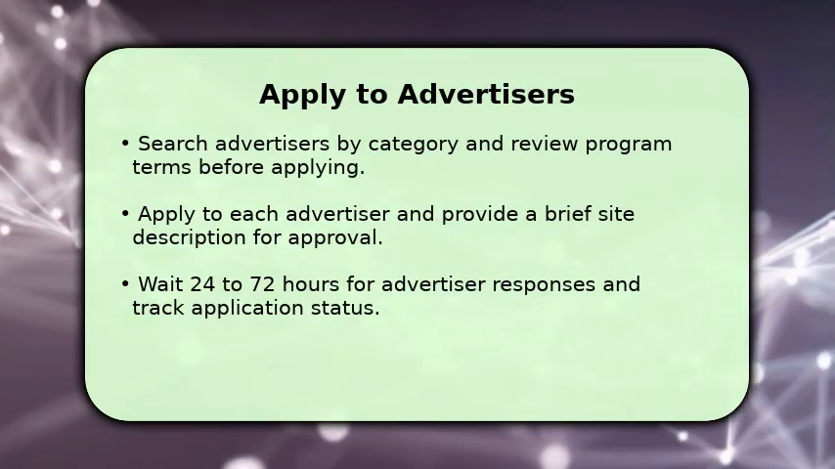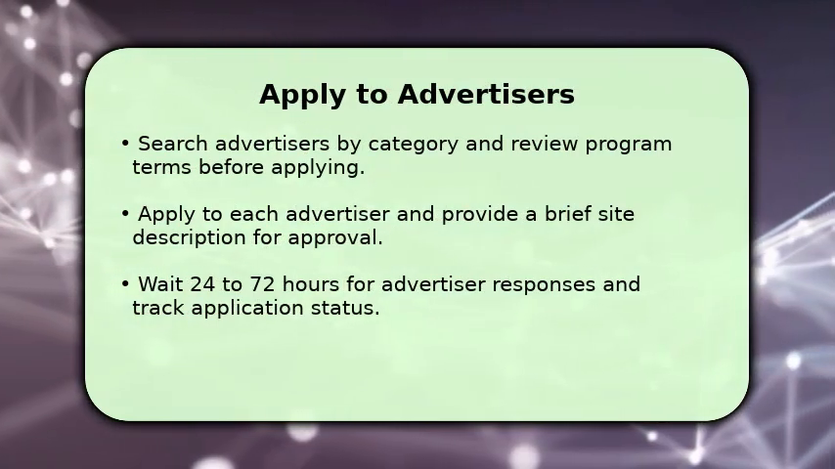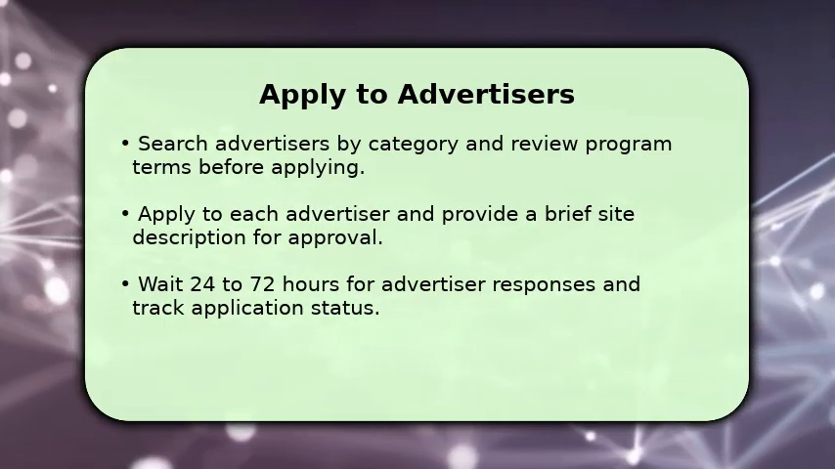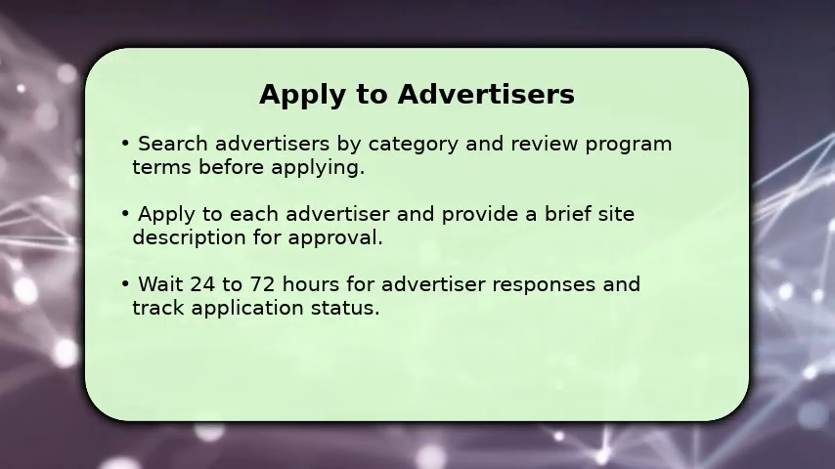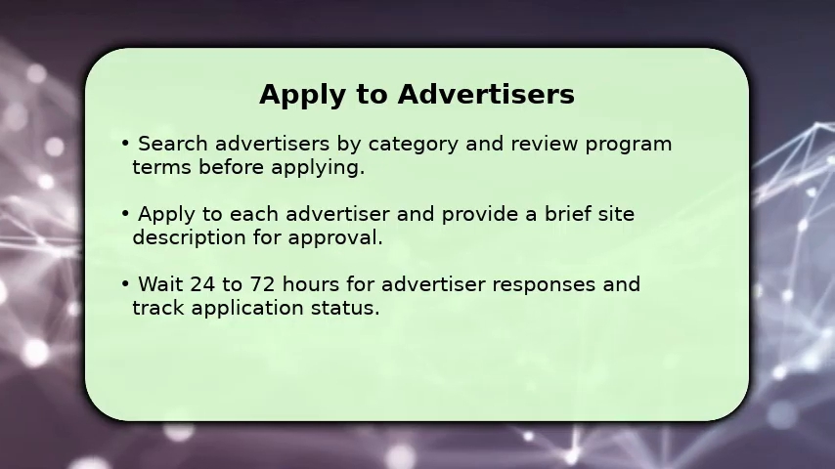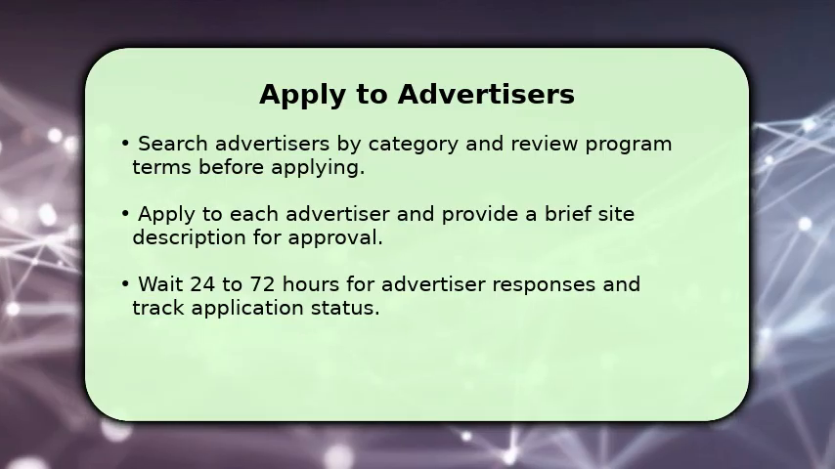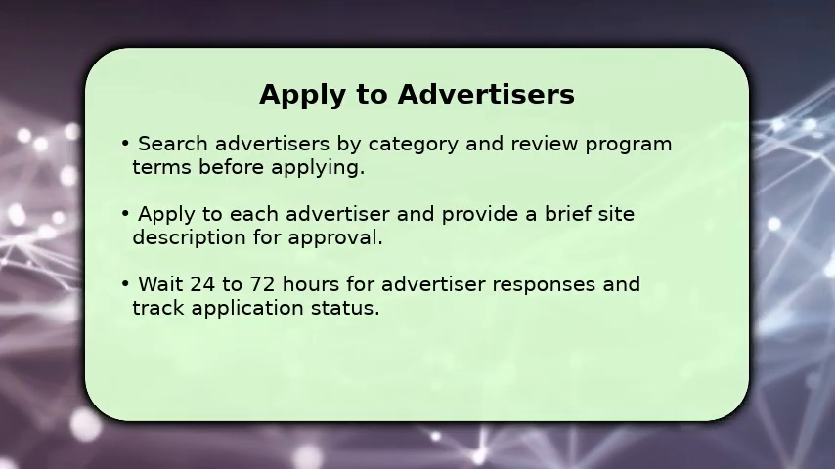Search advertisers on the CJ platform by category and commission structure. Review each program's terms, cookie length, and promotional rules before applying to ensure compliance. Click Apply and provide a concise site description outlining your traffic and promotional methods.